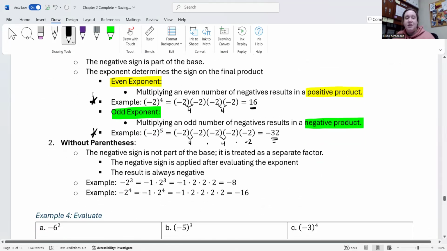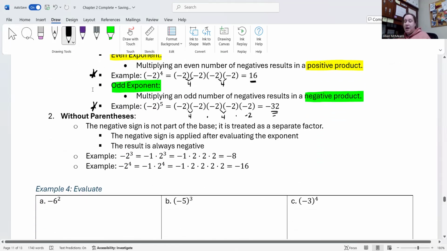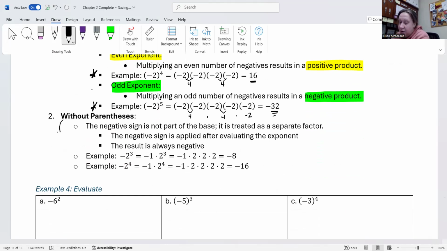Now, the second case that we could see is dealing with a situation where your negative is not inside parentheses. So that would look like something like -a, no parentheses, to the power of n. Okay, and this is the one that probably bugs math students the most. So in this case, the negative sign is not part of the base. It's treated as a completely separate factor.